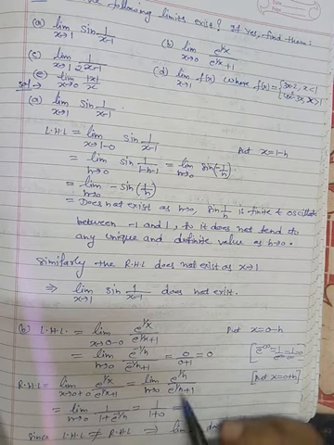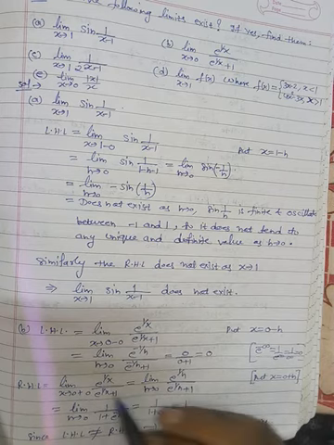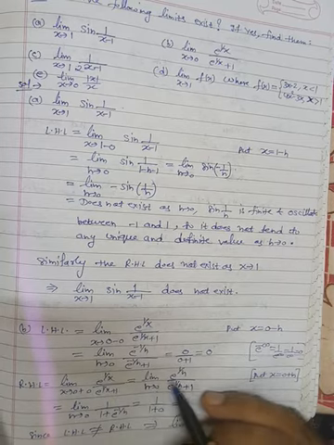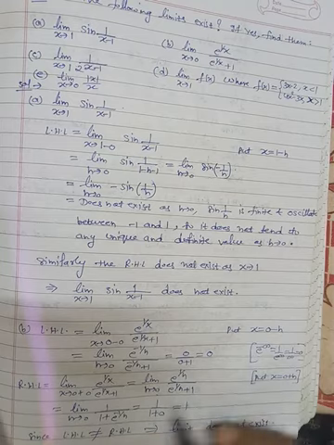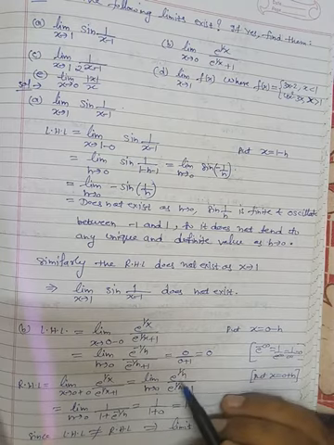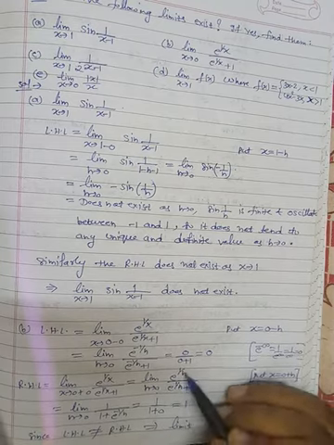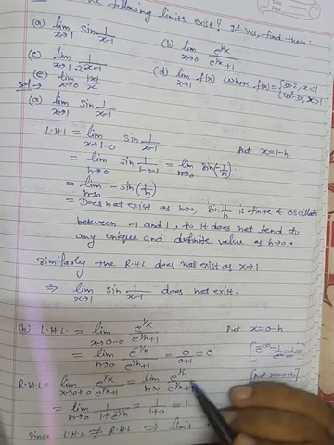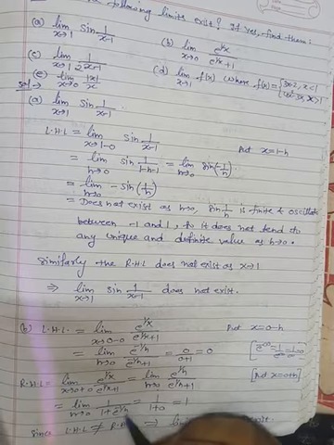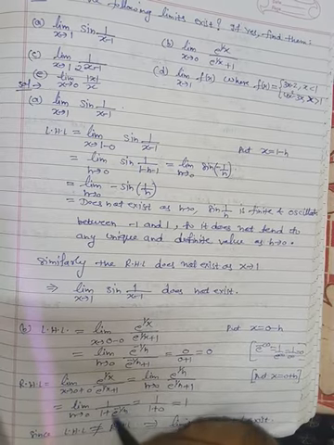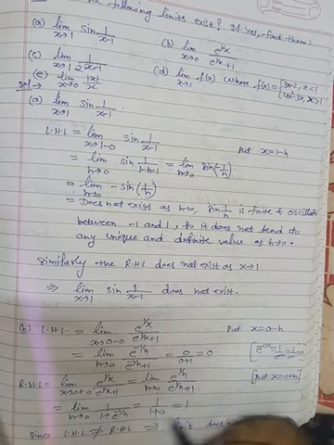And then replace x with h here. So the limit as h tends to 0 of e raised to the power 1 by h divided by e raised to the power 1 by h plus 1. Now divide this numerator and denominator by e raised to the power 1 by h. So what you will get here is 1 plus e raised to the power minus 1 by h. Put the limit, so this will be 0. So 1 upon 1 plus 0 is equal to 1.